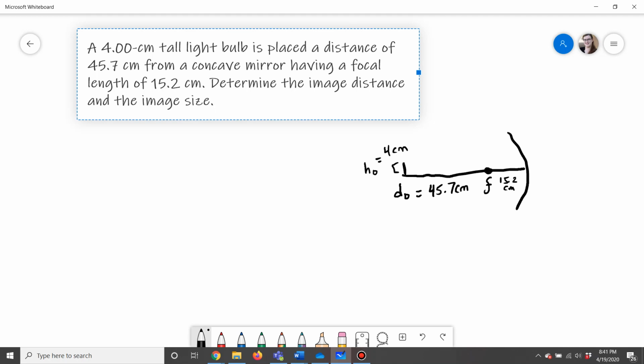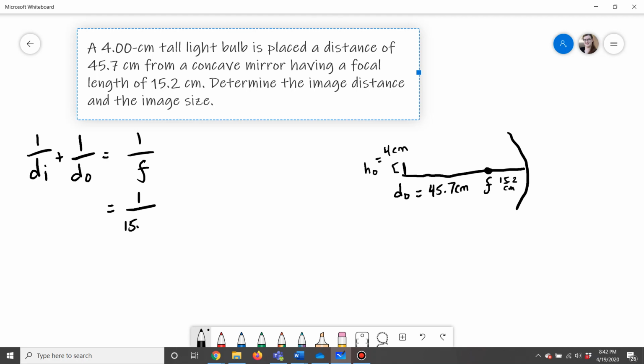So we've identified 3 variables, we're missing 2. I'm going to go ahead and solve for my first variable, which is image distance. And the equation that I'm going to use for that is going to be the first one we went over, where we have 1 over the image distance plus 1 over the object distance is equal to 1 over the focal length. Now I can go over here to my diagram and see that I identified my focal length as 15.2 centimeters.